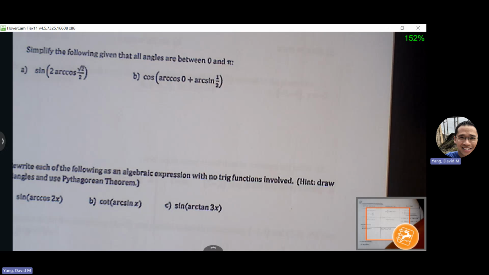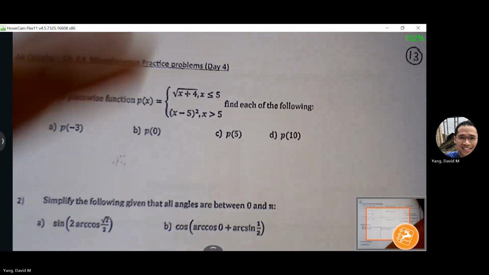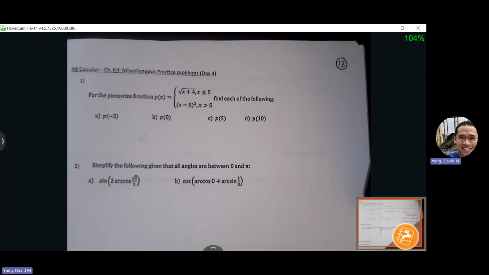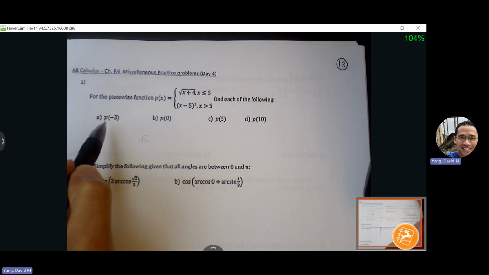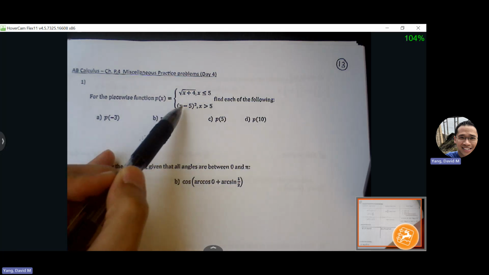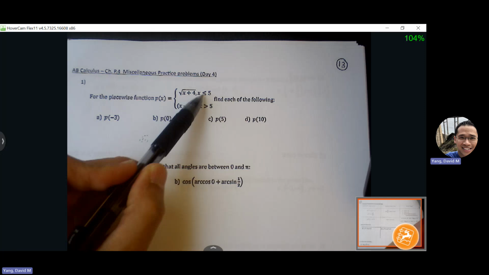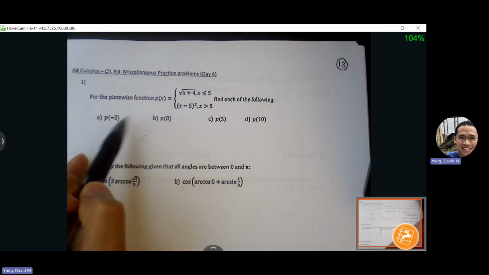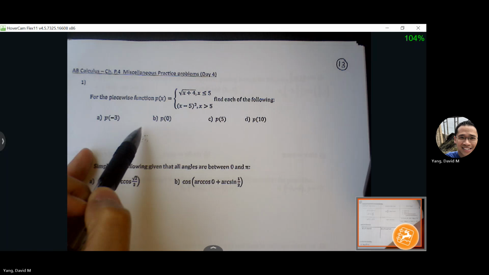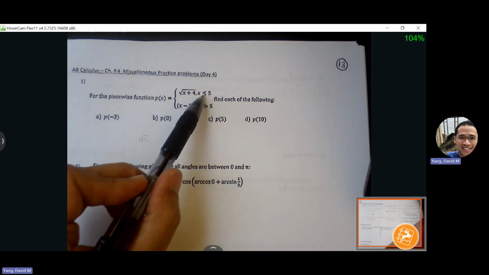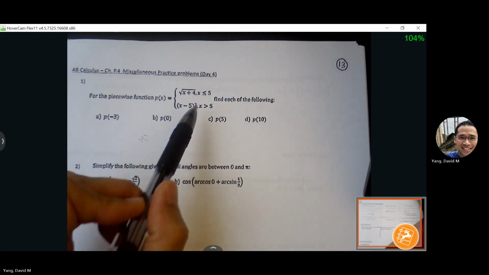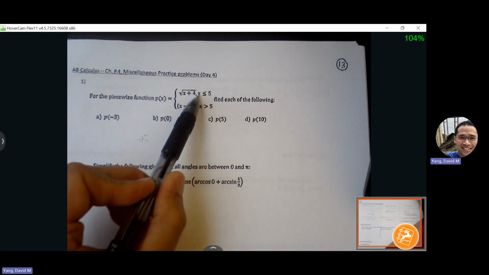Let me just do part A and B. Okay, so it says for the piecewise function, find each of the following. I want to find p of -3. So I want to plug -3 into either the first or second expression, but the restriction is going to tell me which one to use. So p of -3, which one will I choose to plug into, the first or the second? Is -3 less than 5 or more than 5? First one, right? -3 is less than 5.